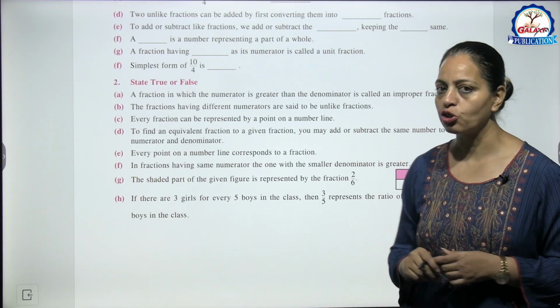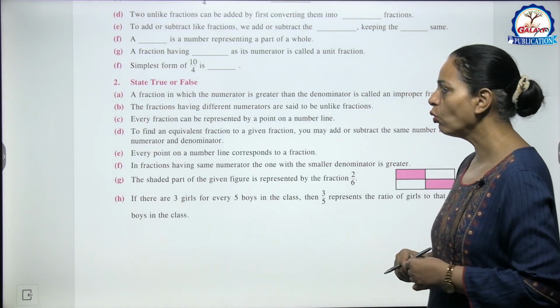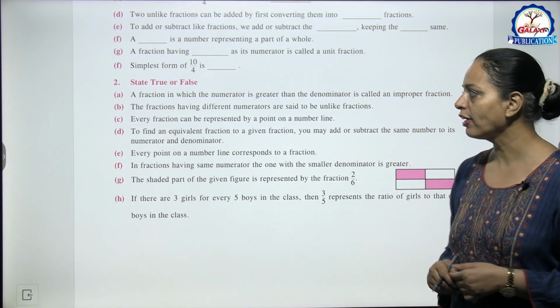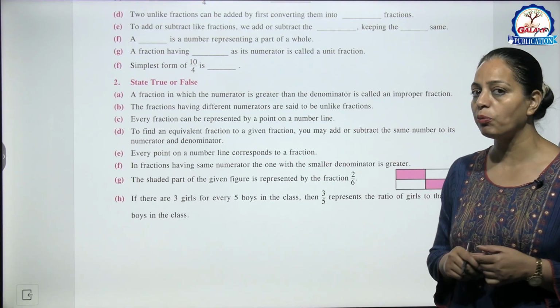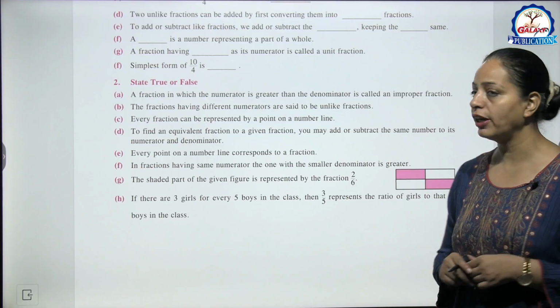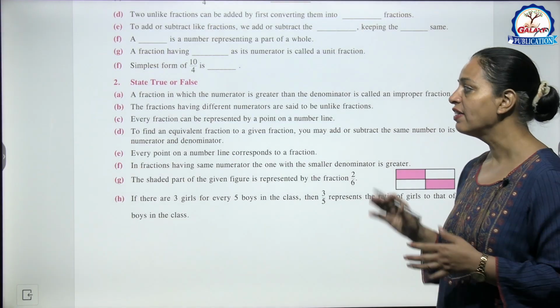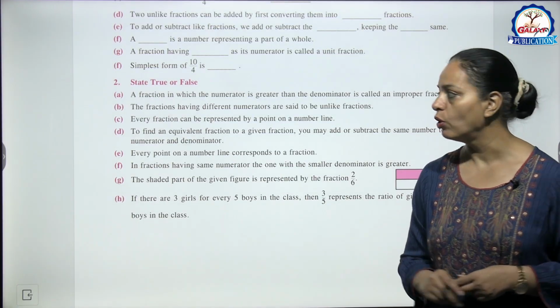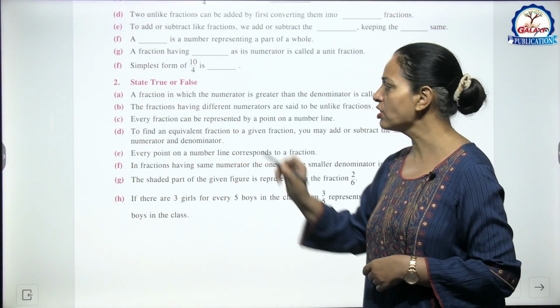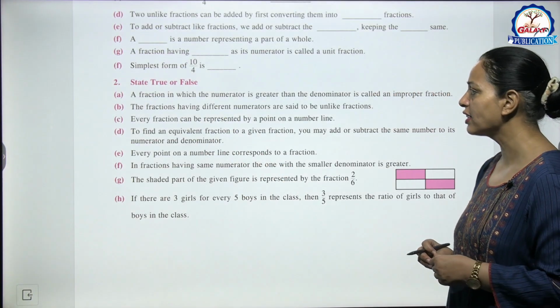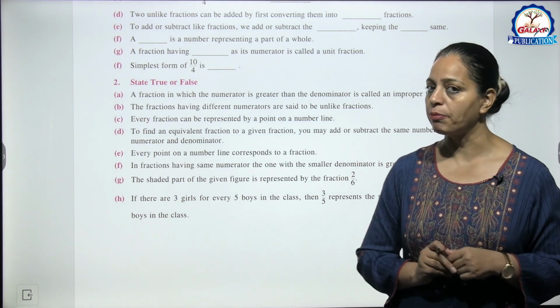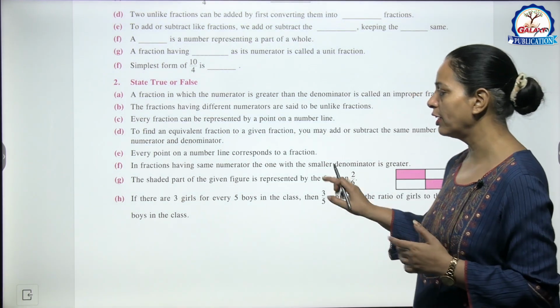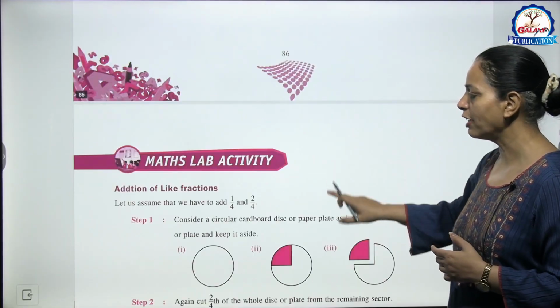Now similarly, question number 2, state true or false. Like A part, a fraction in which the numerator is greater than the denominator is called an improper fraction. Yes, this statement is true. Like B part, the fractions having different numerators are said to be unlike fractions. No, this statement is false. So similarly, you can try the rest of the statements.